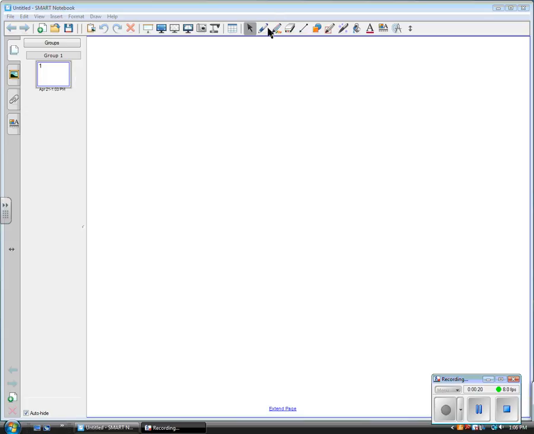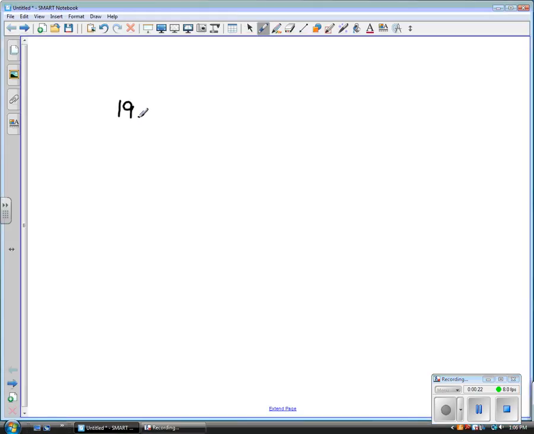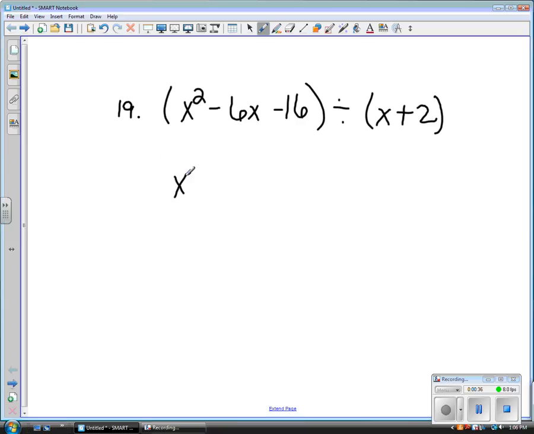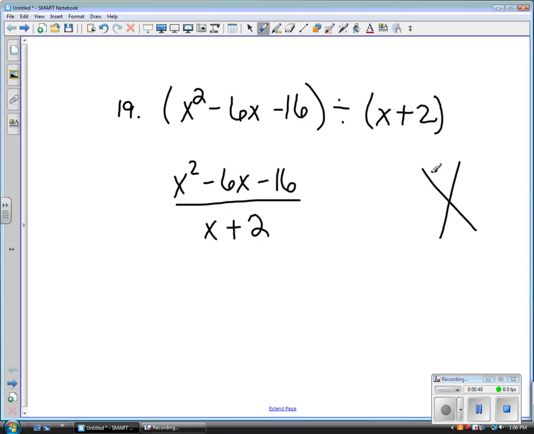19. 19 says x squared minus 6x minus 16, and that was divided by x plus 2. Now the first thing I want to do is rewrite it so it looks like a polynomial over a polynomial. Next thing you need to know is I need to factor. If you use your x, some of you may be getting out of this x, which is good. If you're not, it's okay.